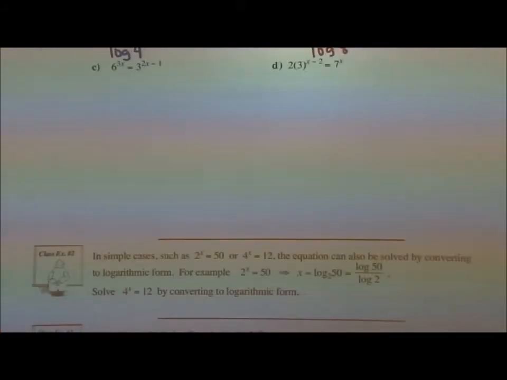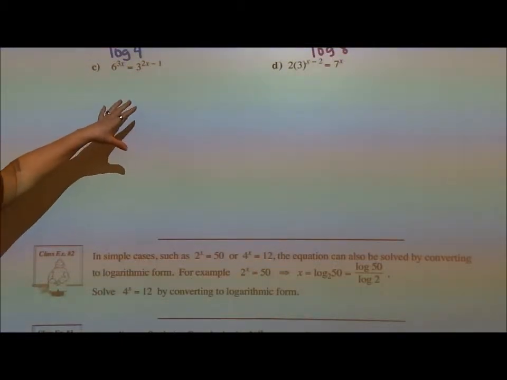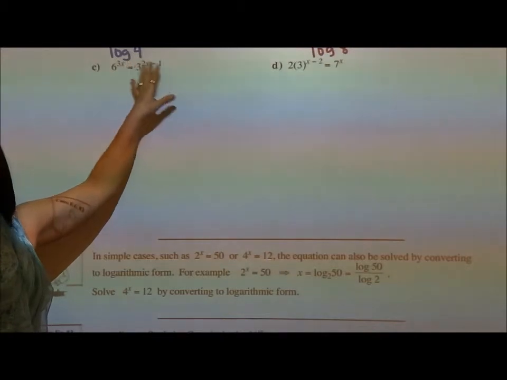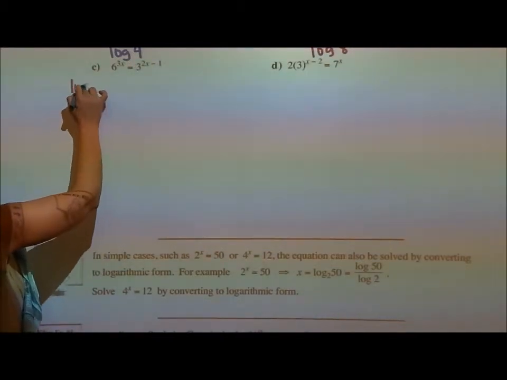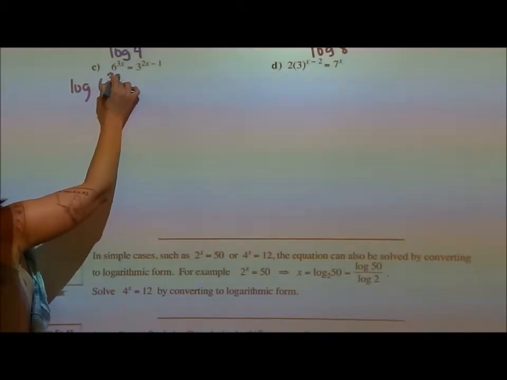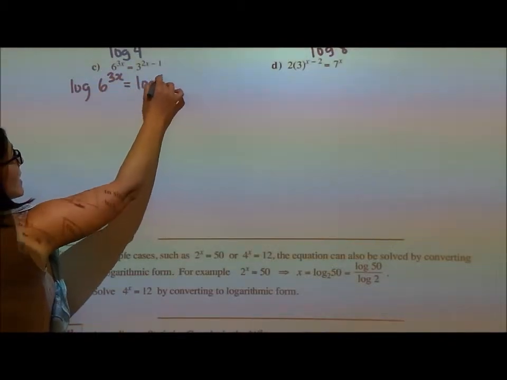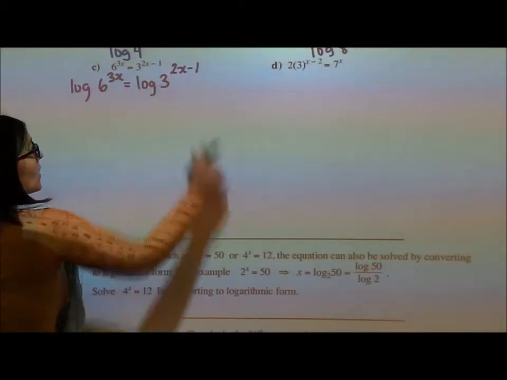Now when we get to C, is C written the same way as the other two? Or what's the difference between C and the other two questions? You have an exponent on both sides. I have an exponent on both sides. So I cannot just convert this into logarithmic form because it's going to be a mess. So this is the scenario where if I can't use a common base, I take the log of each side. Log 6 to the power of 3x equals log 3 to the power of 2x minus 1.